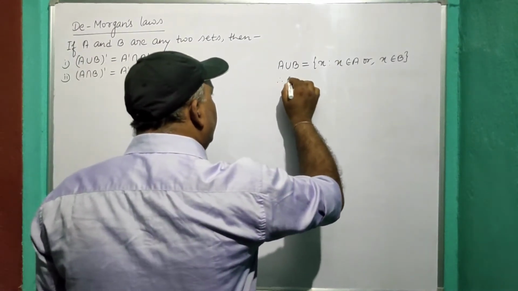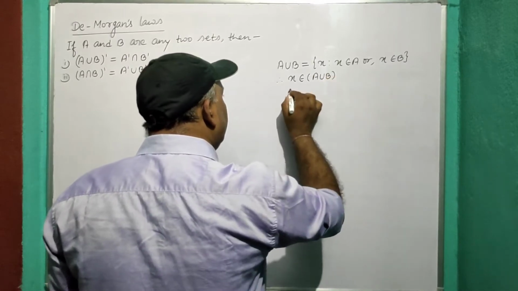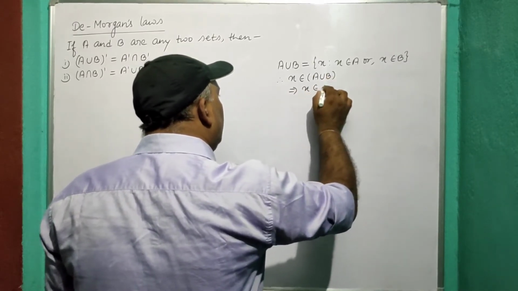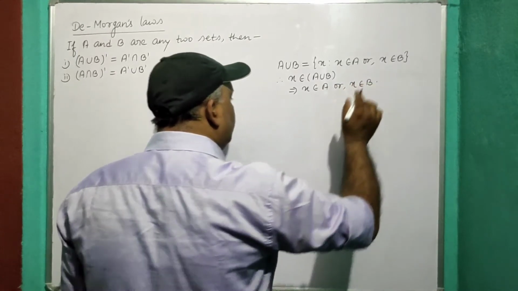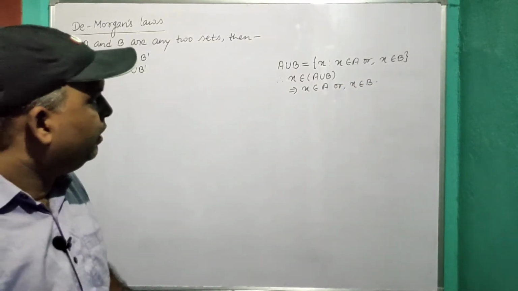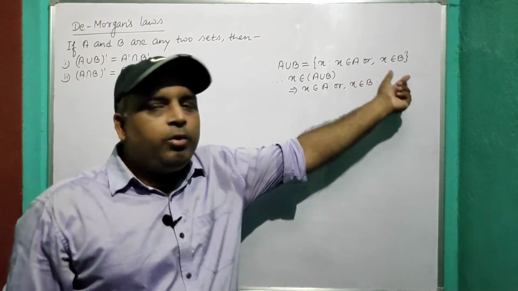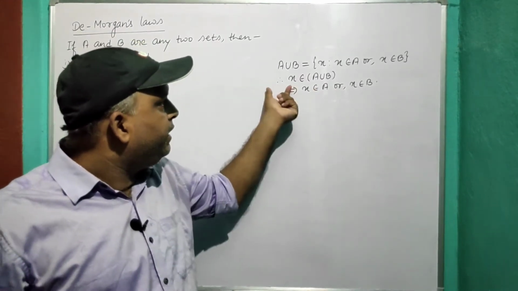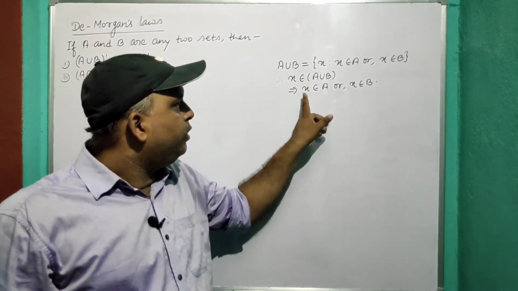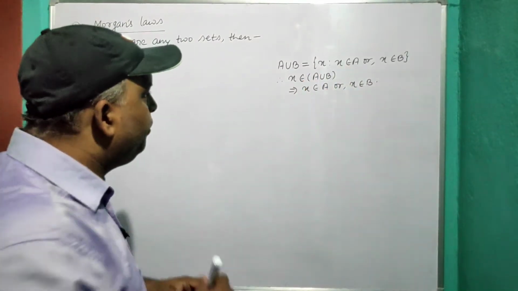Therefore, if X belongs to A union B is given, then we write X belongs to A or X belongs to B. ठीक से देख लीजिए, A यूनियन B का डेफिनेशन क्या होता है? X belongs to A or X belongs to B. तो अगर कहीं पर इस टाइप का स्टेटमेंट है कि X belongs to A यूनियन B, तो आप लिखोगे X belongs to A or X belongs to B.